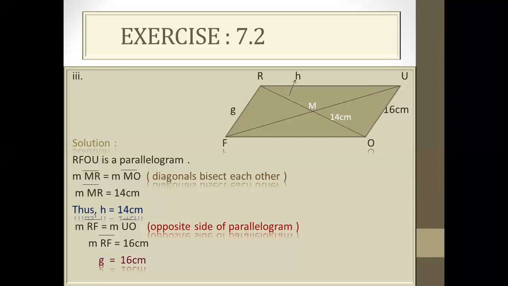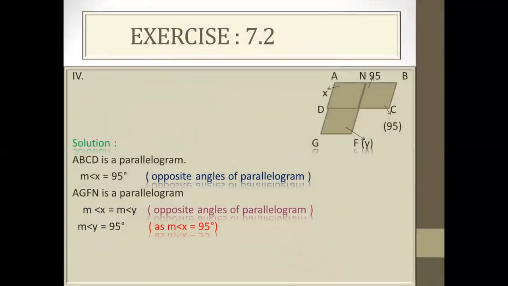Fourth diagram. This diagram is a composite shape or composite diagram. What is a composite diagram? Composite diagrams are those diagrams which are made by the combination of two or more than two basic diagrams. Basic diagrams are rectangle, square, triangle, parallelogram, like this. But in this diagram, you see that there are three squares and two parallelograms.